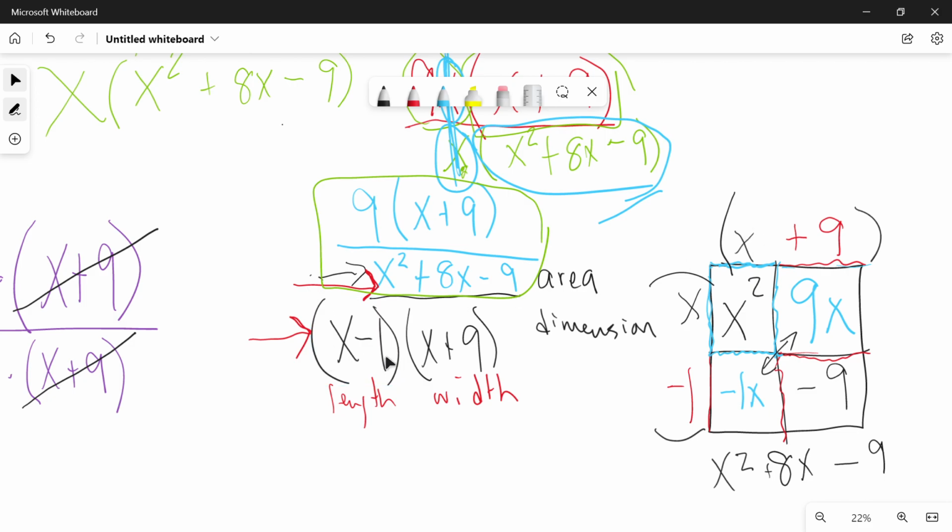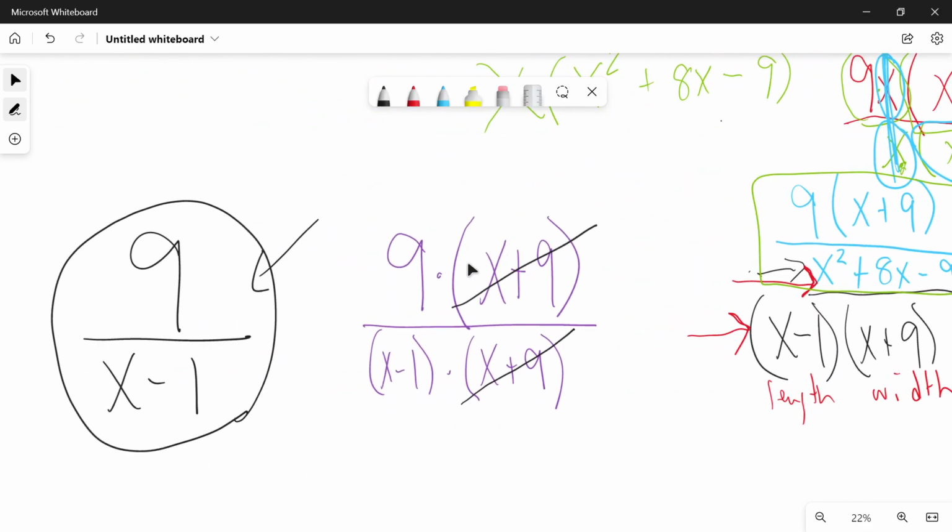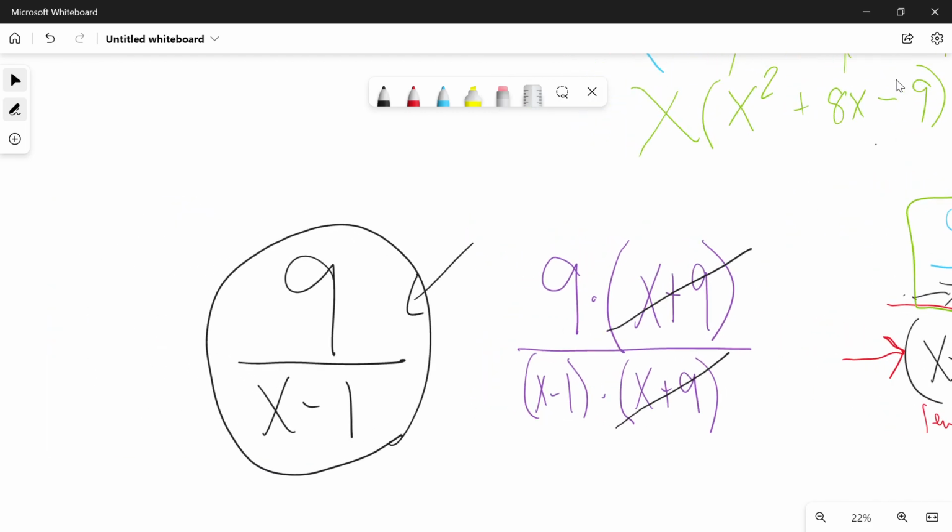And that's what we did: x minus 1, x plus 9. And once we had the x plus 9 on top and bottom, we rewrote the whole thing. Okay, see if you guys can work on some of those. I know those are hard, but see how many of them you can do.